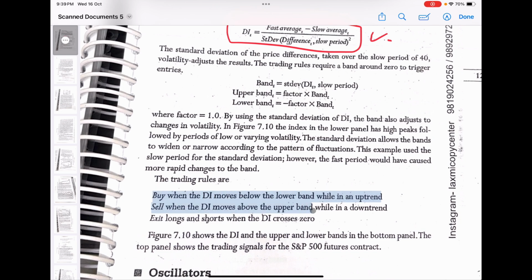The rules over here work just like RSI, overbought, oversold. You know that? We've discussed that.